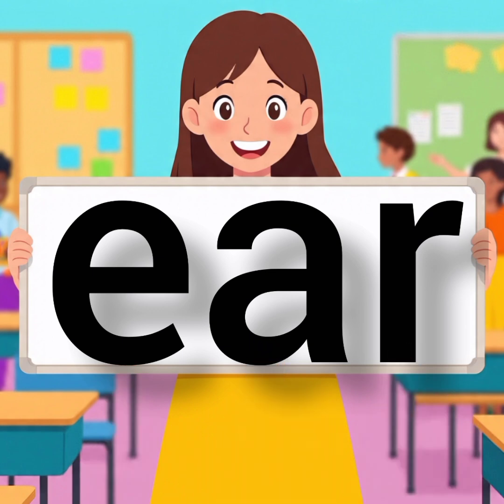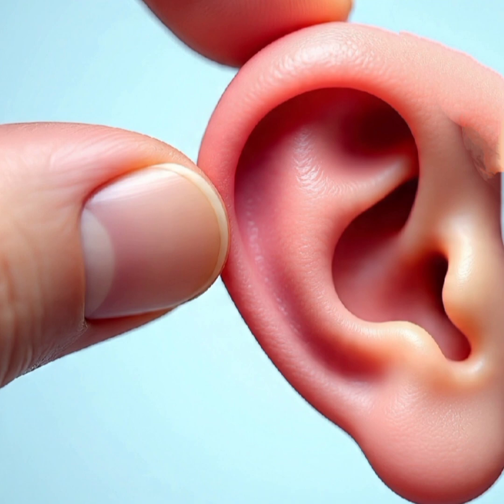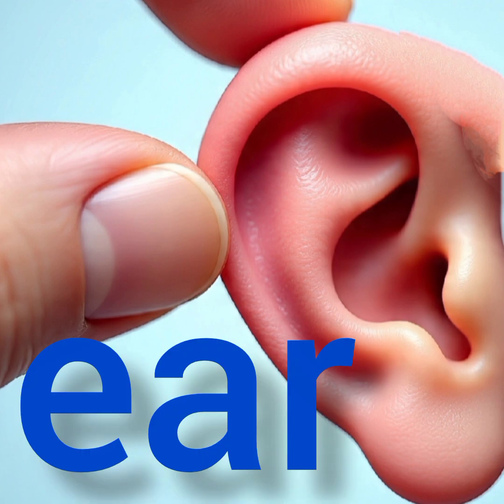When you see it together, E-A-R is not pronounced E-A-R. No. E-A-R says ear. Say it. E-A-R says ear. Touch your ears and say ear. Ear. So E-A-R says ear. And E-A-R is the spelling for our ear.